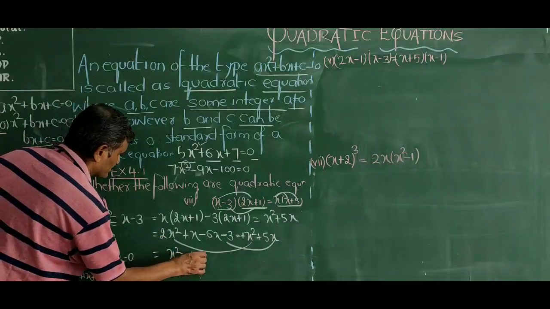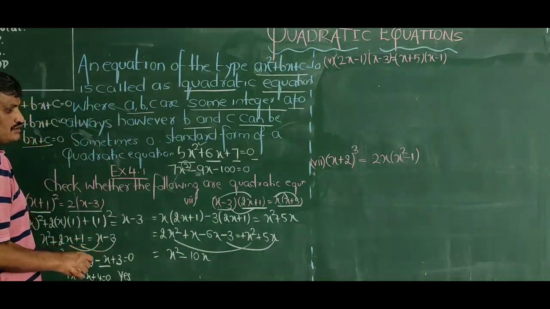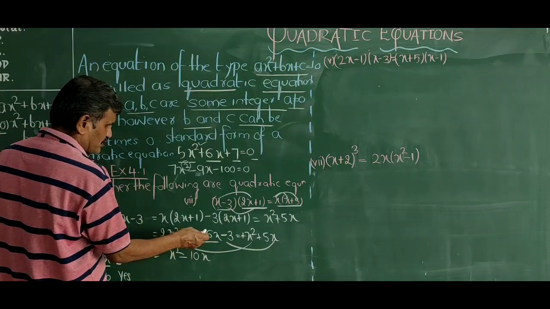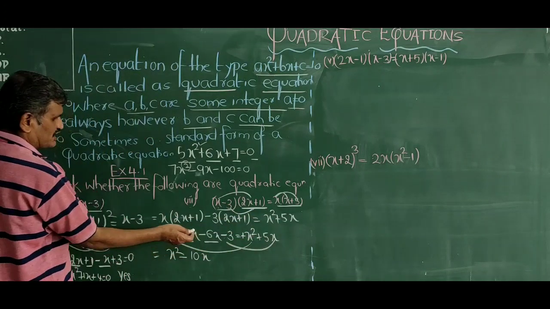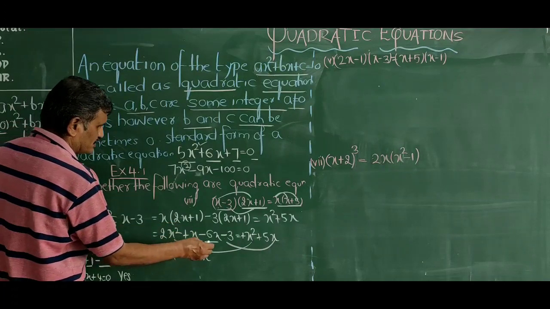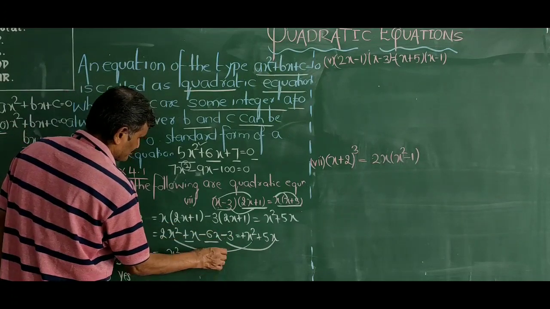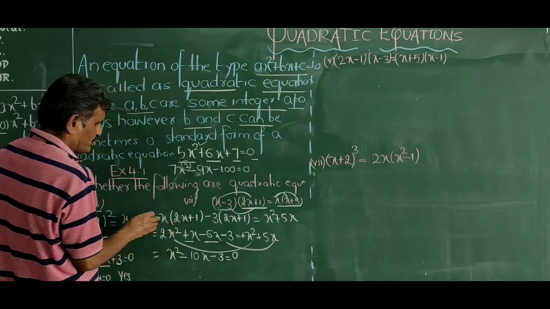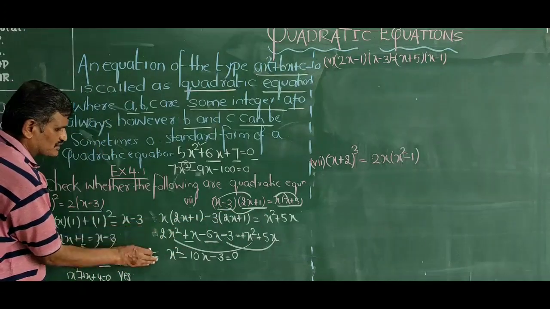That means what am I going to get here? Minus 10x. I am repeating, 1x minus 6x is minus 5x, plus 5x if I transpose it to the left side, it will become minus 10x, and minus 3 equal to 0. Everything will become 0 because I have transposed everything here.